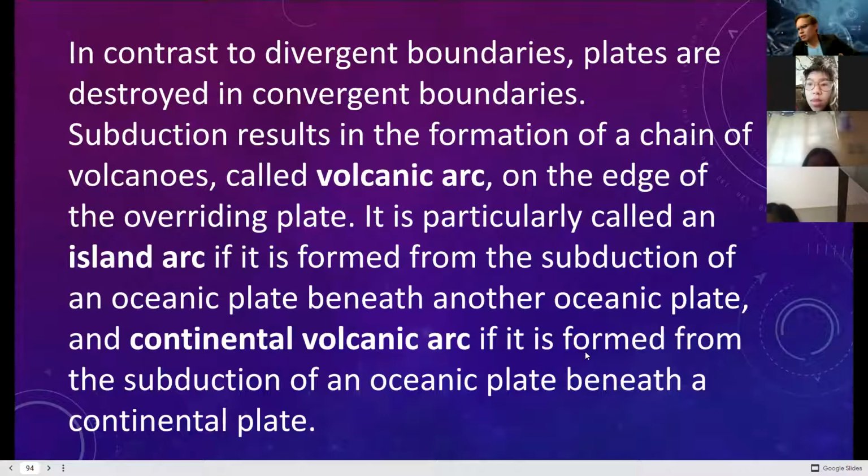Okay. Sir, what are you talking about? Remember that these plates could be oceanic and continental.